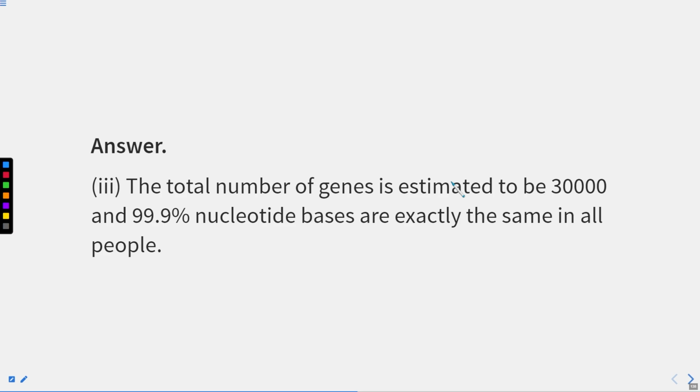The total number of genes is estimated to be 30,000. And 99% of the nucleotide bases are exactly the same in all people. This is a very interesting feature. 99% of nucleotide bases are exactly the same in all people. Only 0.1% differences can be seen.